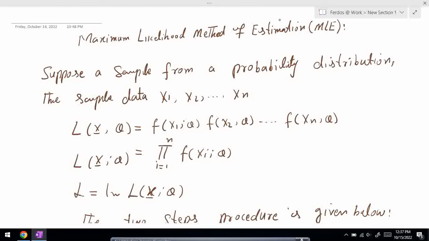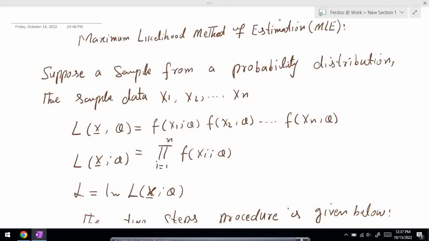There are different sampling techniques; I will not discuss this in this lecture. Then you need to collect sample data from some individuals, depending on the sampling design, and then estimate those parameters based on the sample data. So, the maximum likelihood method of estimation.